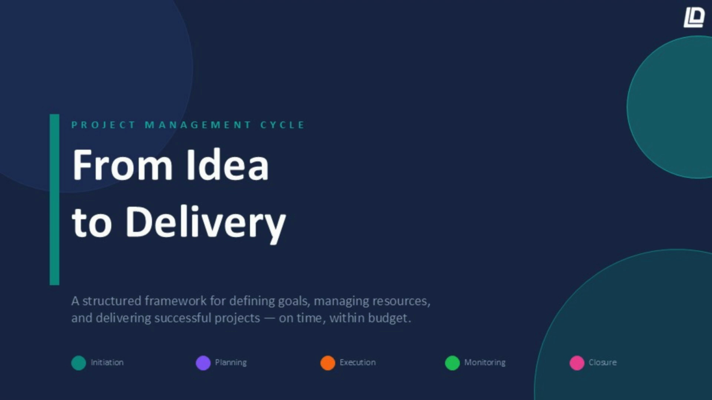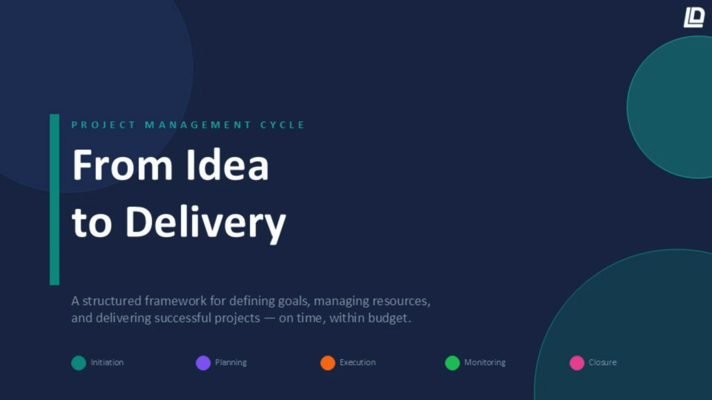The difference, almost every single time, comes down to one thing: whether the project followed a structured framework, or whether it was making things up as it went along. In this video, I'm going to walk you through the project management cycle. This is the framework used by project managers across every industry, from construction to software, from community events to product launches, to take an idea from concept to successful completion. By the end of this video, you'll understand exactly what the 5 phases of the project management cycle are, when to use them, how to apply them in real-world situations, and what separates projects that succeed from those that crash and burn.